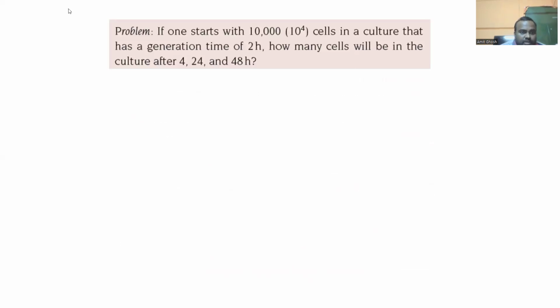Now, as per example, let's solve a problem. Because we have already learned the mathematics of bacterial kinetics and the equations, now we need to solve a problem, because if you solve the problem, we will understand the mathematics or kinetics of bacterial growth greatly. So, for example, if one starts with 10 to the power 4 cells in a culture that has a generation time of 2 hours, how many cells will be in the culture after 4 hours, after 24 hours, and after 48 hours?